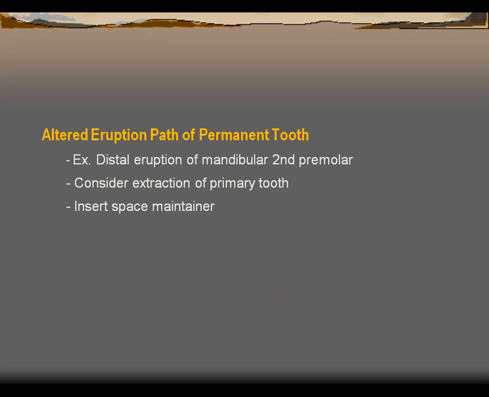In that case, you can, after taking an oral pantomogram, that is OPG X-ray, that is a big X-ray, orthopantomogram. If you take an orthopantomogram, OPG X-ray, you can see that the erupting tooth, that is the mandibular second premolar, has changed its path of eruption, somewhere distally. So in that case, you can do extraction of the second primary molar. You can insert a space maintainer, and allow that particular second premolar to erupt at its exact place. So that is the altered eruption path of permanent tooth.